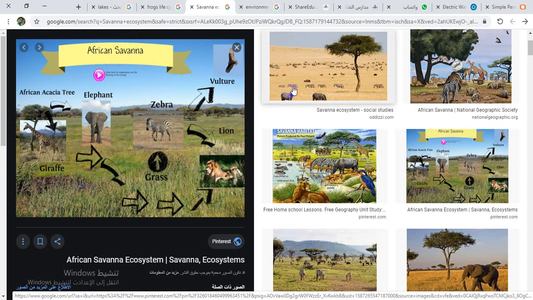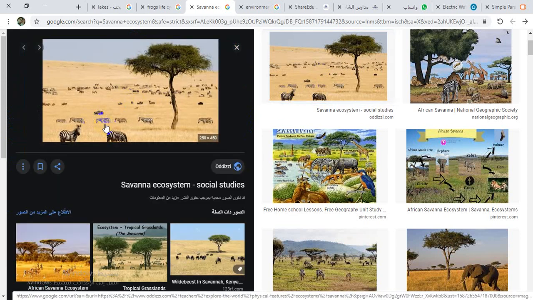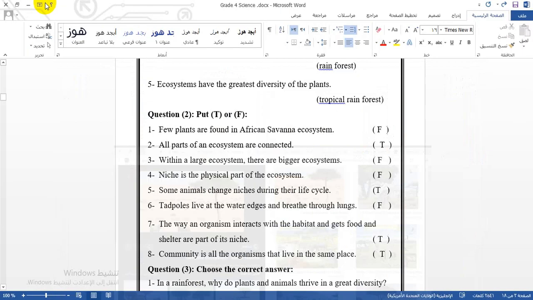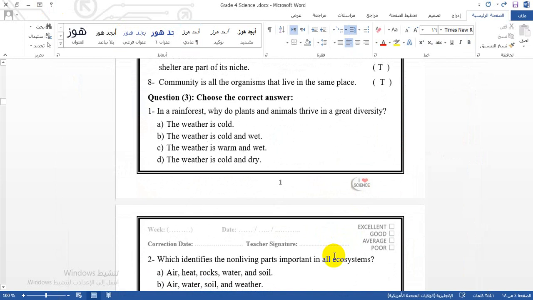Because different kinds of living things live in the same place, or in the same ecosystem. Okay, guys? So also this one is an example. Also see here zebra with some lions and some bison. All of them are a group of animals that live in the same place. For that reason this one is considered to be true.